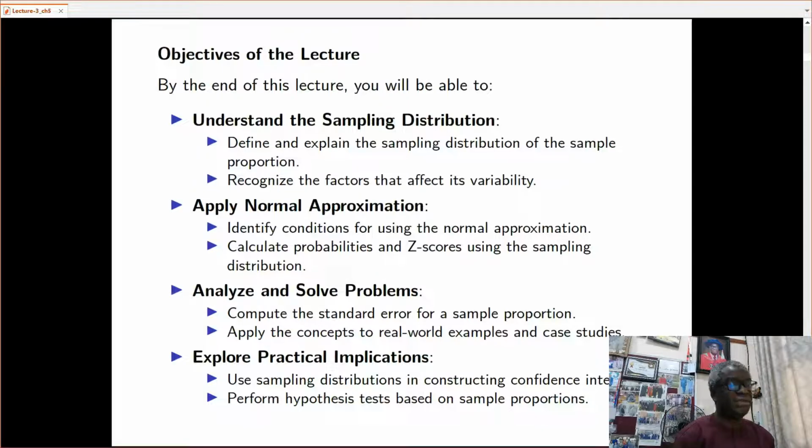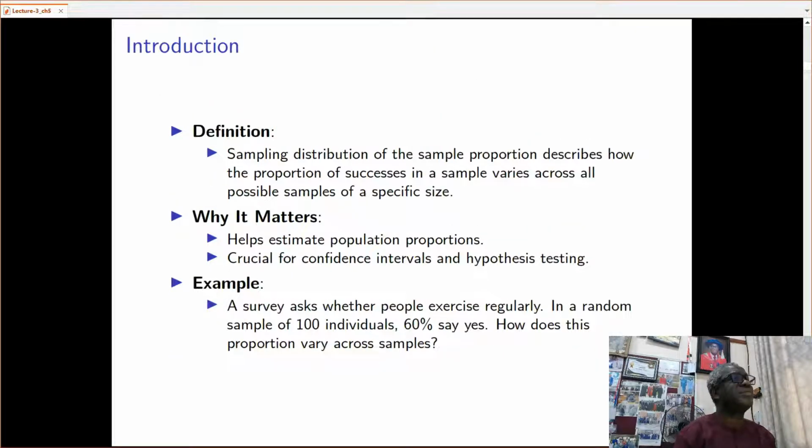So these objectives will help you connect the theoretical concepts to practical applications. So let's kick the ball rolling. By definition, the sampling distribution of a sample proportion describes how proportions vary across all possible samples of a fixed size.